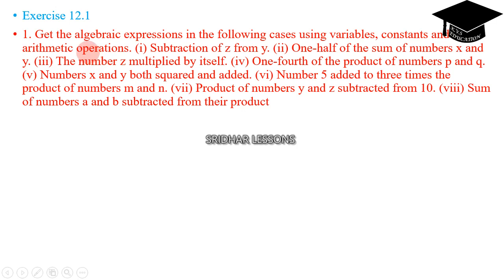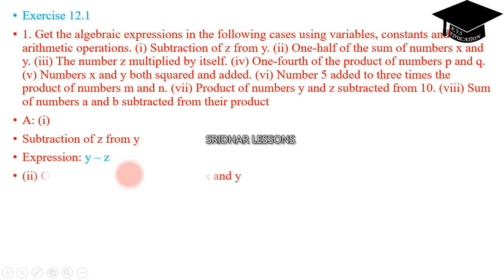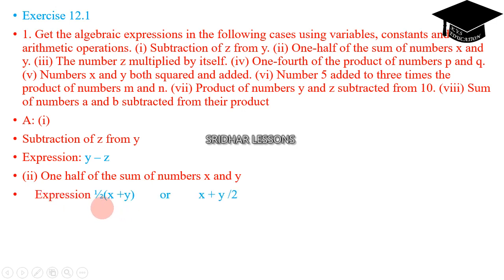We will look into exercise 12.1. First question, get the algebraic expressions in the following cases using variables, constants and arithmetic operations. First one, subtraction of z from y. From y means the expression is y minus z, because it is from y. Next, 1/2 of the sum of numbers x and y. 1/2 of the sum, that is 1/2 into x plus y, or we can write this as x plus y by 2, because it is 1/2 of the sum of numbers.